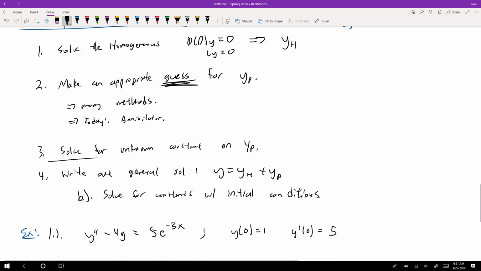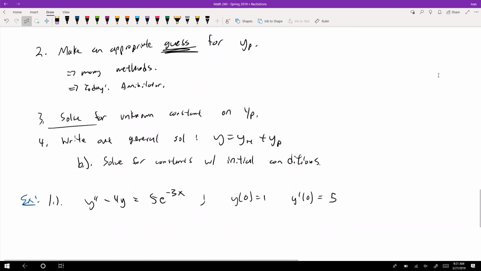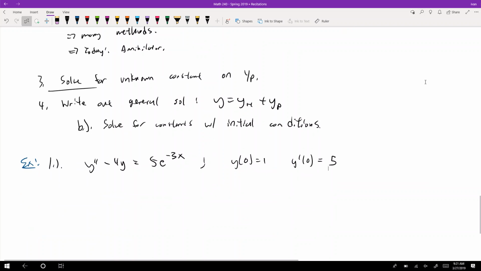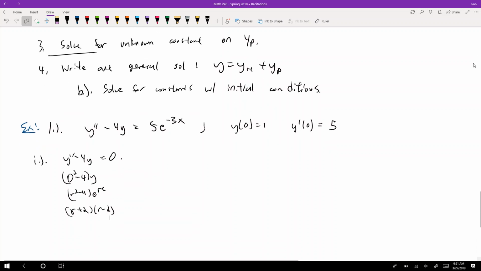Okay, so we're just going to be doing the 4-step process of solving this diffeq. Step 1 is to set up y double prime minus 4y equals 0. We want to solve the homogeneous ODE. So how do we do this? Well, this is D squared minus 4 applied to y, r squared minus 4 applied to e to the rt. So you get r plus 2, r minus 2, and you know what your roots are. r is equal to plus 2 and minus 2.